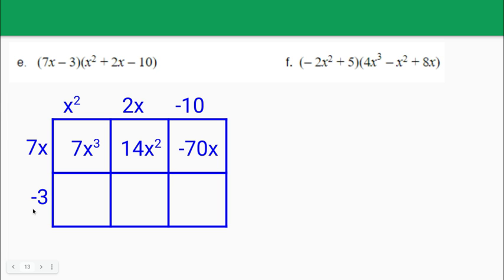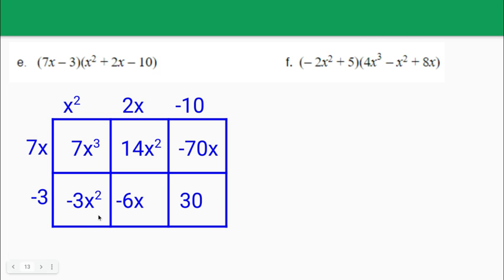Let's multiply all the top by negative 3. So negative 3, keep the x squared. Negative 3 times 2 is a negative 6, keep the x. And lastly, negative 3 times negative 10 is a positive 30. All right, now take a look inside carefully and see which ones are like each other's first to combine, and that will be your final answer.